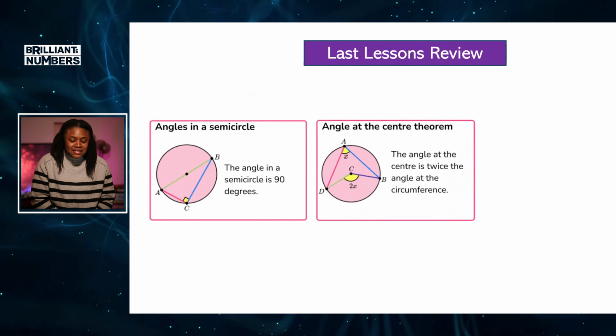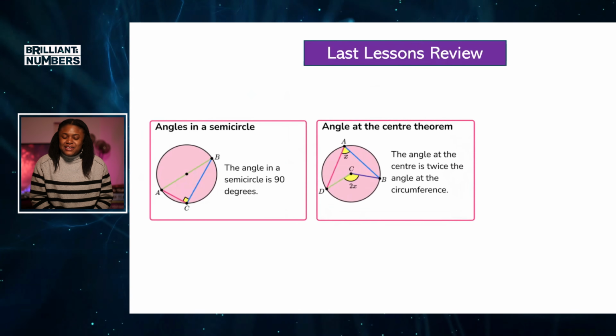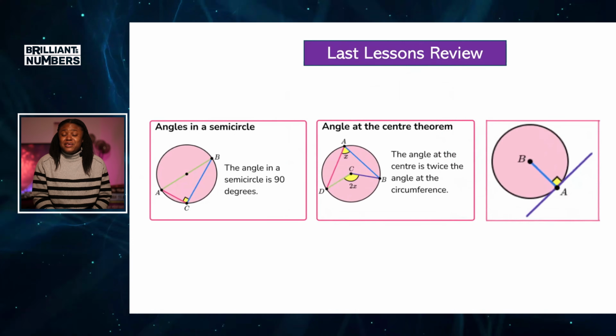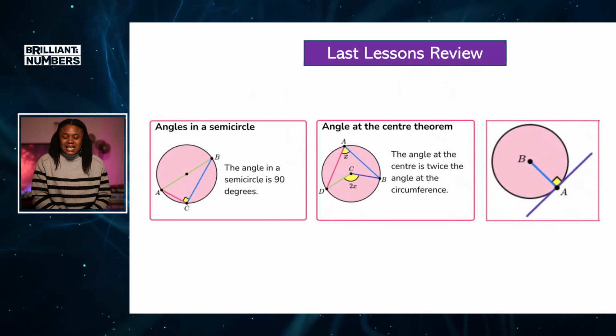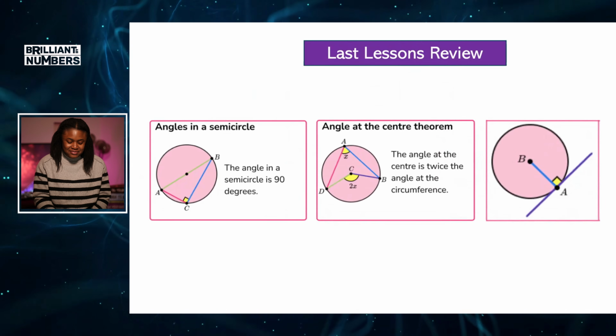The second one we looked at was the angle at the center is twice the angle at the circumference. And the third one we looked at was the radius and a tangent meet at 90 degrees. So today we're going to carry on. We're going to look at rule number 4. Rule 4 says the opposite angles in a cyclic quadrilateral add to 180 degrees.